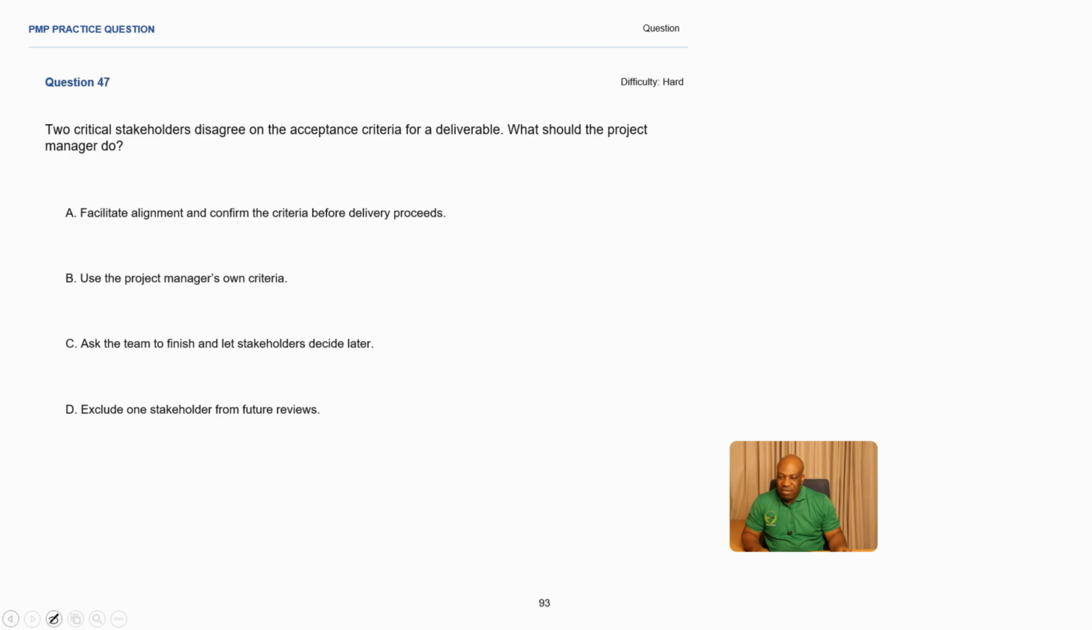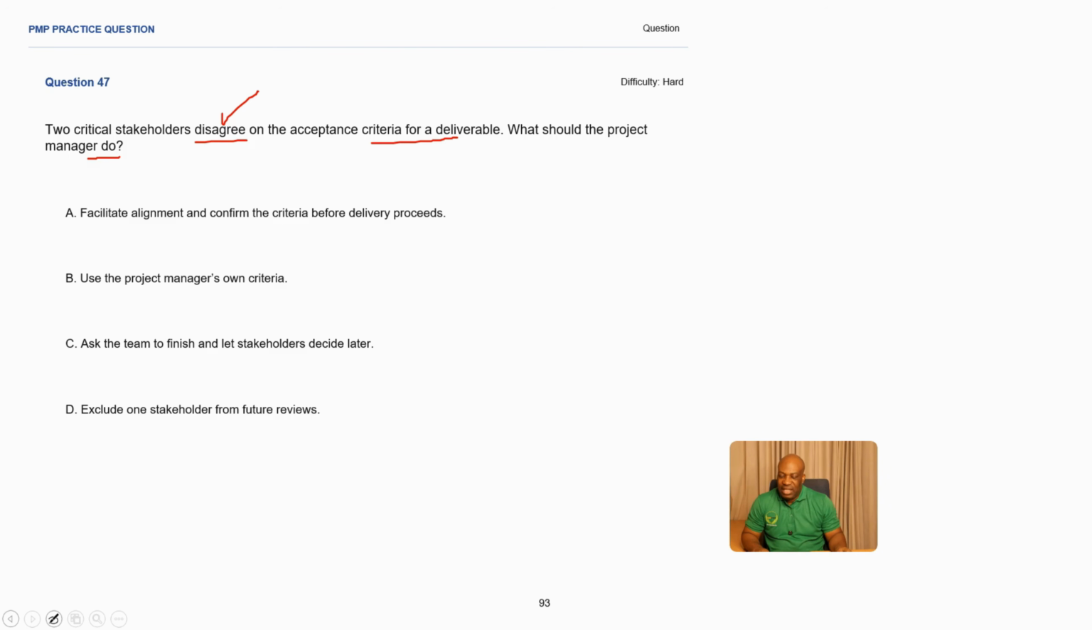Practice question number 47. Two critical stakeholders disagree on the acceptance criteria for a deliverable. What should the project manager do? Okay. So what is our problem statement? There is a disagreement, okay, or conflict, if you want to call it, okay, on the acceptance criteria of a deliverable. What should the project manager do?